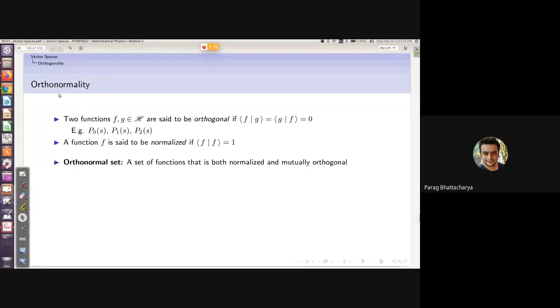So then these two ideas, orthogonality and normalization, we combine these two ideas and we call them an orthonormal set. In your quantum mechanics, you would have probably come across this idea of orthonormalization, right? So we have eigenfunctions, right? You all are familiar with this, right? So we have eigenfunctions in the time-independent Schrodinger equation.